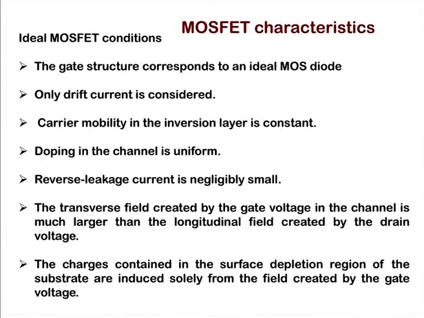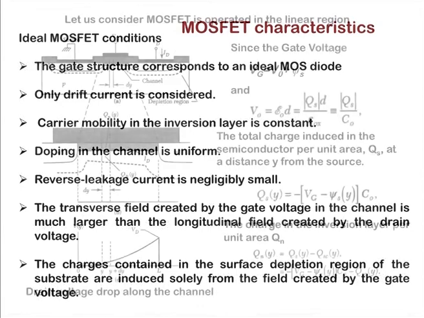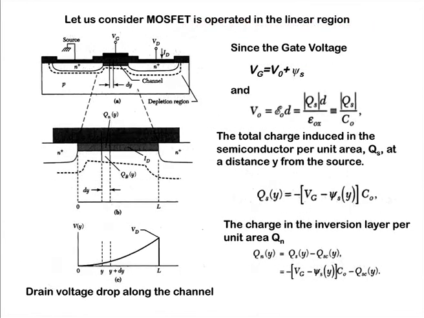The charge contained in the surface depletion region of the substrate is induced solely from the field created by the gate voltage. Here in the figure you can see the MOSFET, which is operated in the linear region. We have applied a low voltage here, and the channel is formed. So, our gate voltage is greater than VT, our threshold voltage.